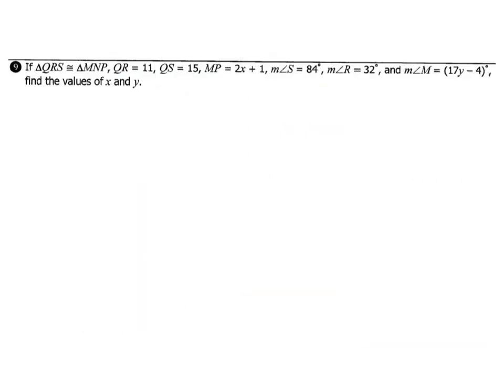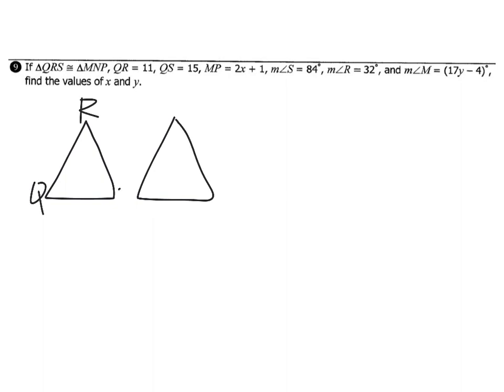All right, so number 9, we're not given a picture, we're just given words. So first thing you want to do is draw a picture. We know we've got 2 triangles here. We've got QRS and MNP. So we want to label them. Draw them and then label them: QRS and MNP.